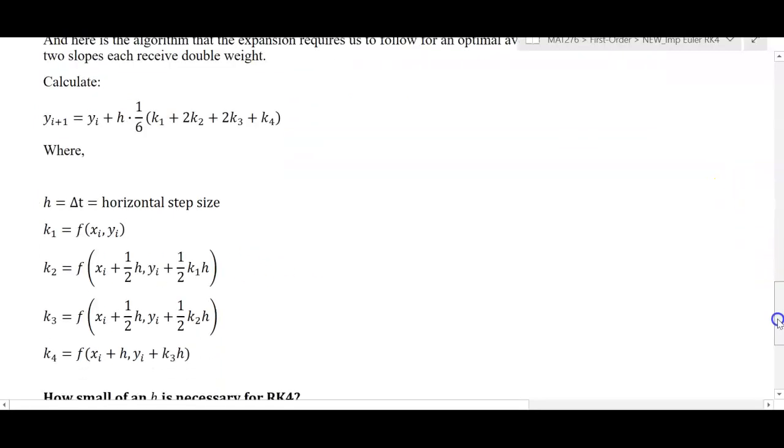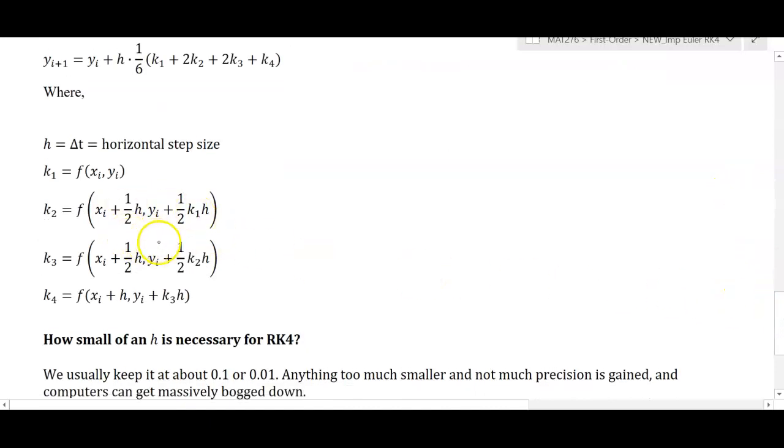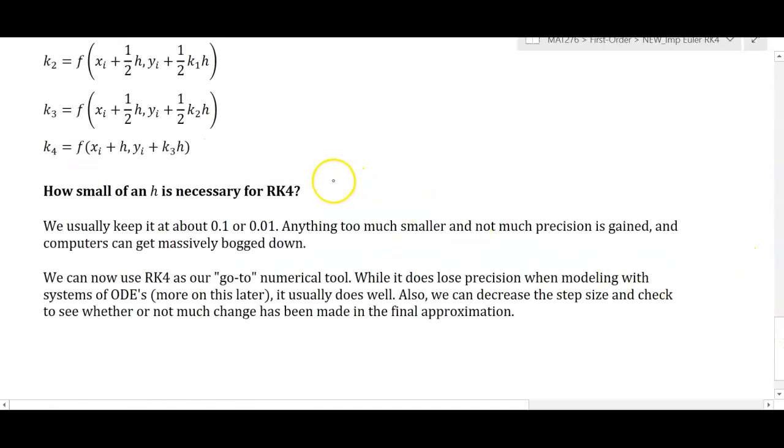This is what you might see in a textbook. Kind of looks ugly, not super fun to calculate by hand. Then, the question we might ask is, well, what kind of step size do we need for RK4? For us, usually 0.1 will be pretty good. Depending on the technology, 0.01 could work better, but 0.1 is typically pretty reasonable.